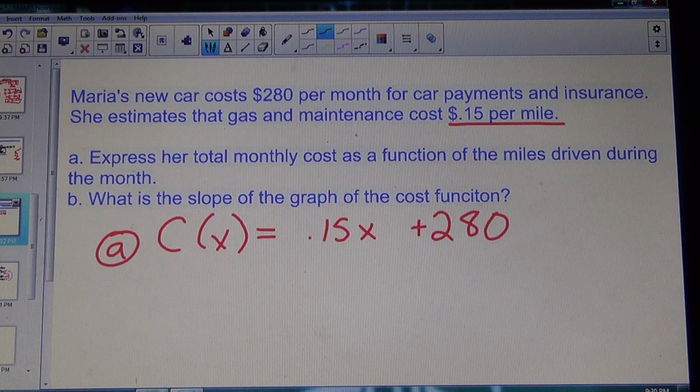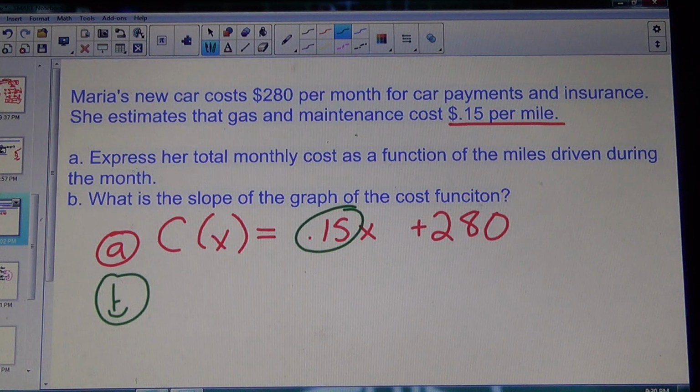It's actually a linear function with a y-intercept and a slope sitting up there, which goes to my next question for part B. What is the slope of the graph of the cost function? So my slope, well, that's right here. So my slope, m, would equal 0.15. That would be the answer for B.